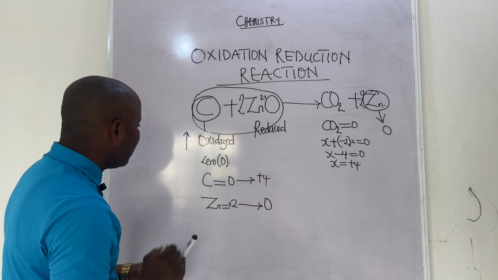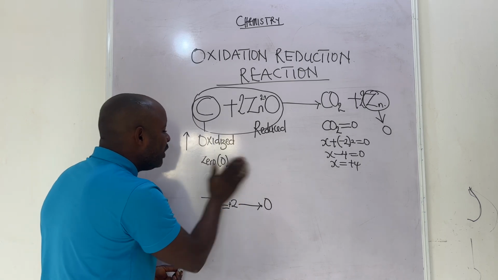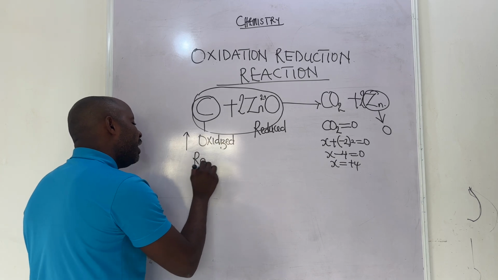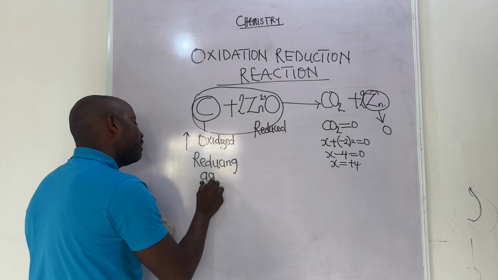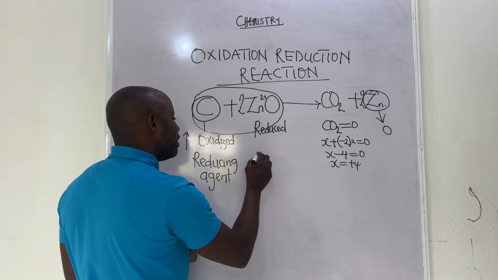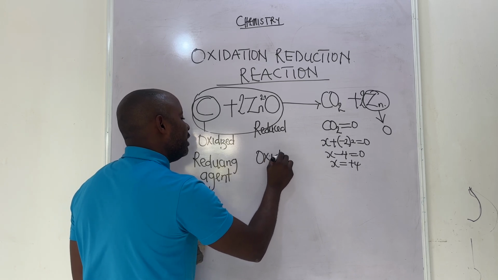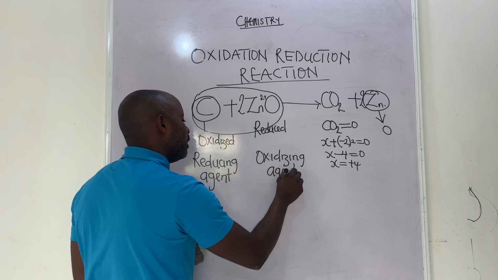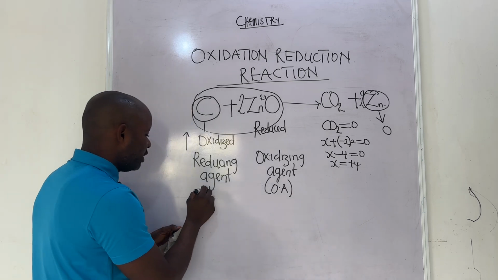So what happened here? The part of a chemical equation that is oxidized is considered the reducing agent. While the part that is reduced in the process is known as the oxidizing agent, shortened to OA. Reducing agent is shortened to RA.